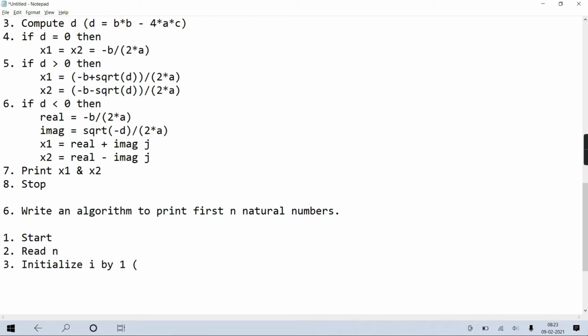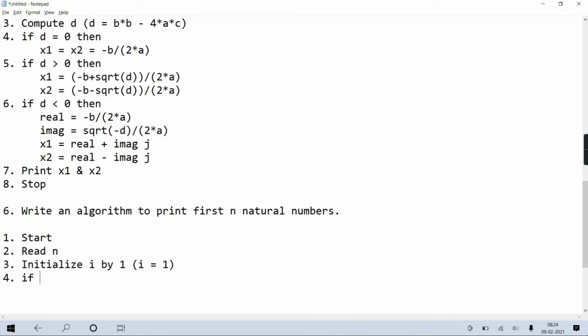Or this is more elaborated in English. As I said, algorithms are written using simple English, so how you express that can vary from one person to another. Some person may just write I equal to 1, that's all. Some may write in a very detailed way like this: initialize I to 1. So: start, accept n, initialize your I by 1.